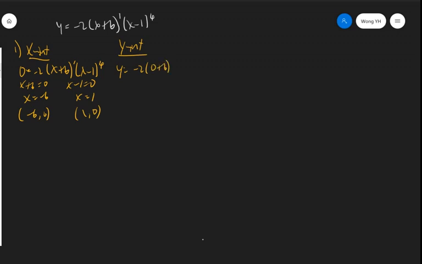So 0 plus 6 and 0 minus 1 to the power of 4. So we end up with minus 2 times 6. Minus 1 to the power of 4, we will get positive 1. So we will get the answer negative 12. So the y-intercept is minus 12.